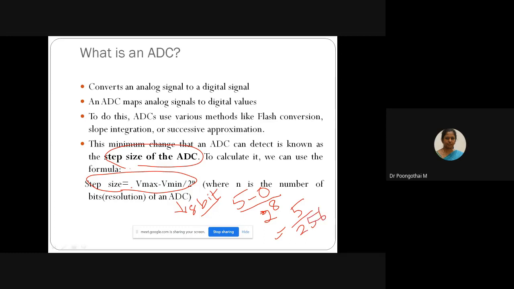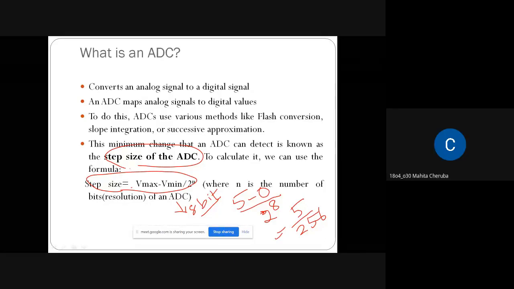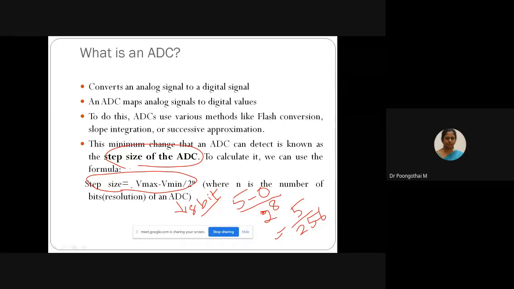What is 5 divided by 256? Please tell me. The answer is 0.0153 volts, which in millivolts is 19.53, I think. Please find out. Yes, 19.53 millivolt. So in order to calculate step size, this is the formula.